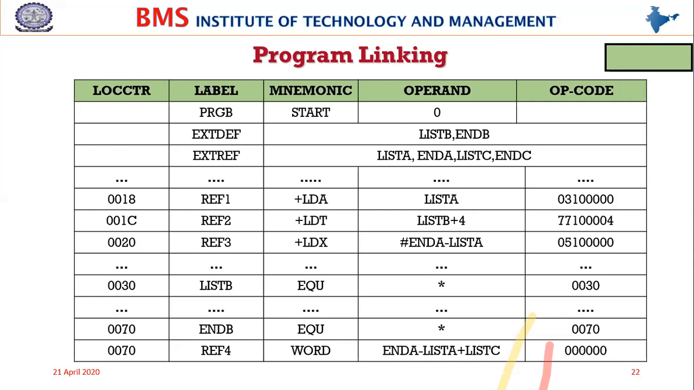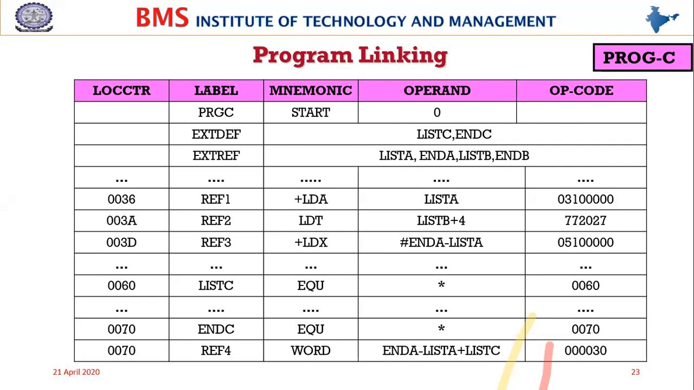The third instruction at 0020 has 2 operands, NDA minus list A. Both are external references, so we need 2 modification records. The last instruction at 0070 has NDA minus list A plus list C. So we need 3 modification records. 3 plus 2 is 5, 5 plus 1 is 6 modification records needed for program B. But when we saw program A, we needed somewhere around 2 modification records, because there we had only 2 external references. Here we have 6 external references.